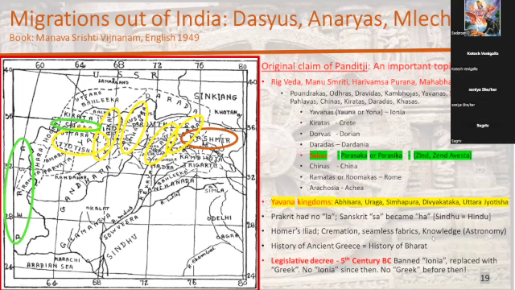You also find a one-to-one correspondence in the gods.